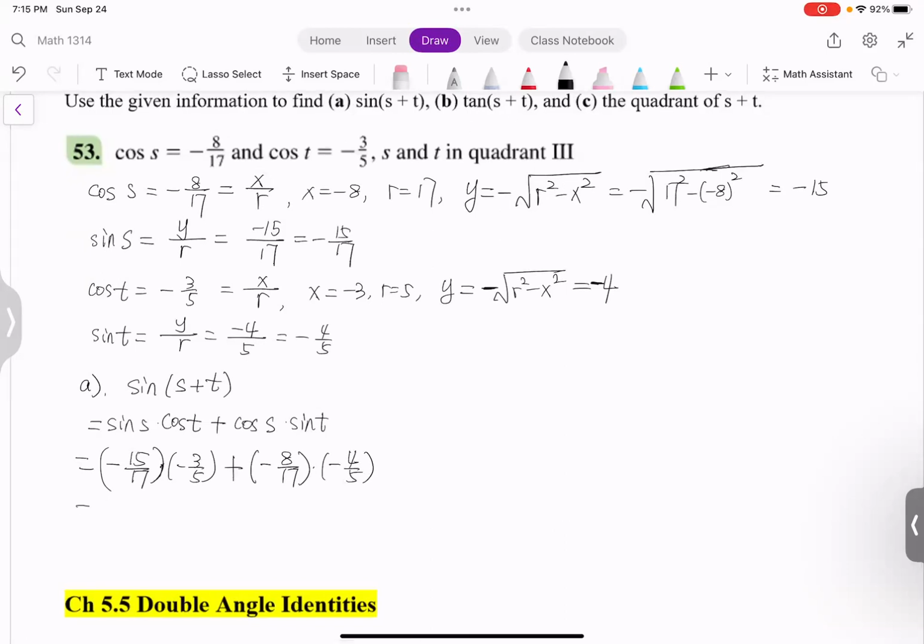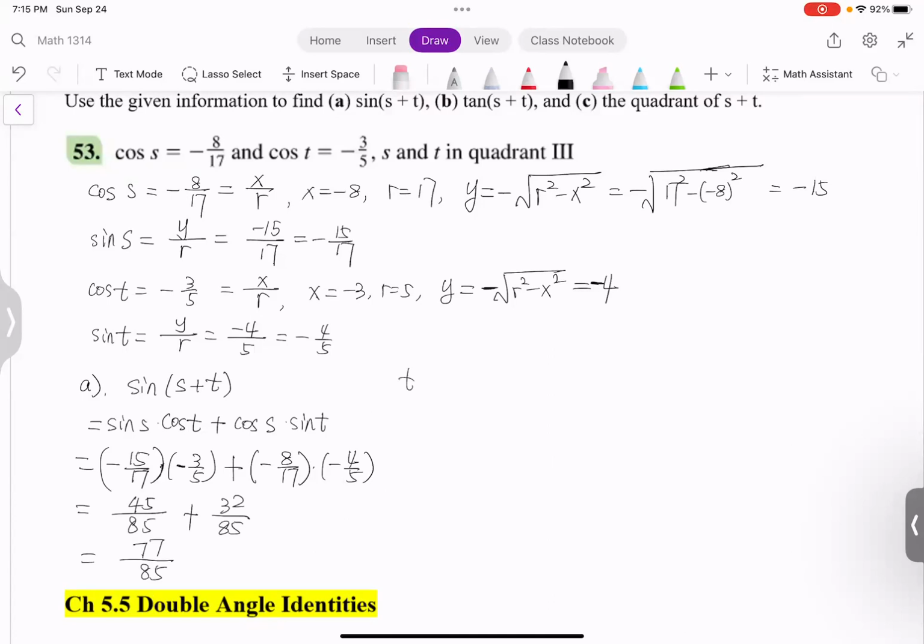Okay, let's do the computation. This is a lot of computation. Negative, negative, positive. So positive, bottom is 85 and the top is 45. And then plus, on the top is 32, bottom is 85. It's a positive solution. So we have 77 over 85.